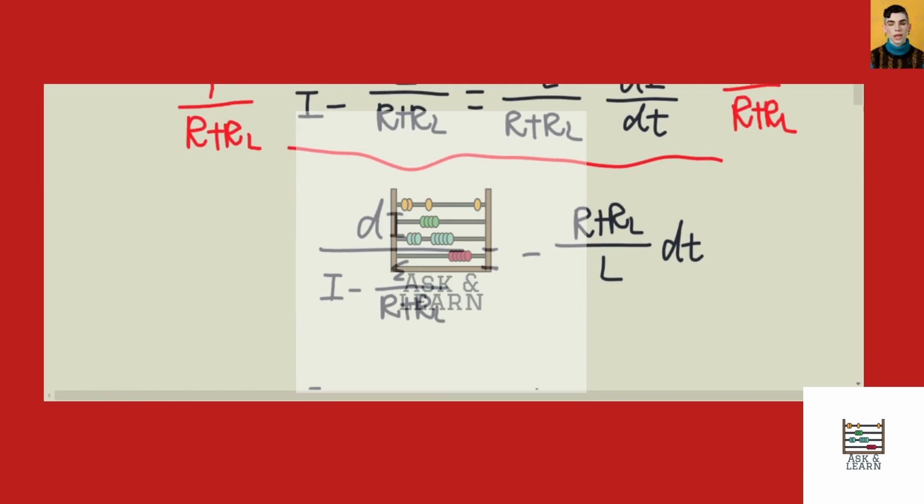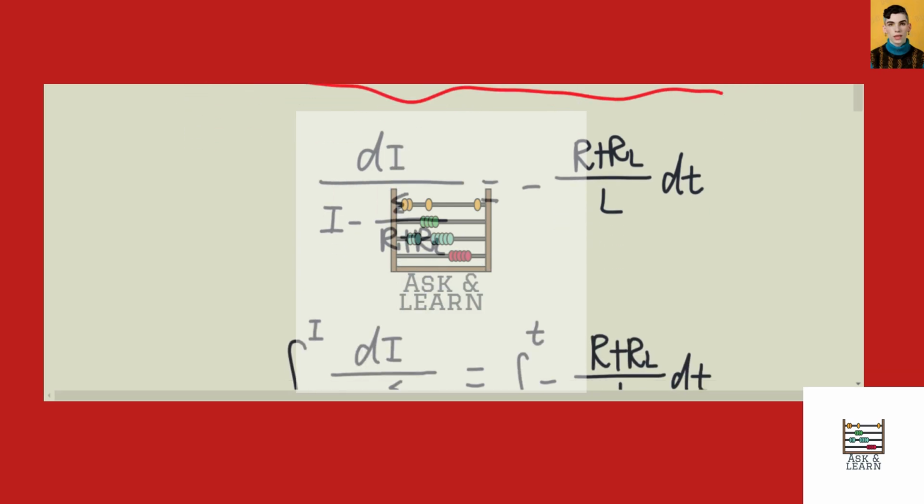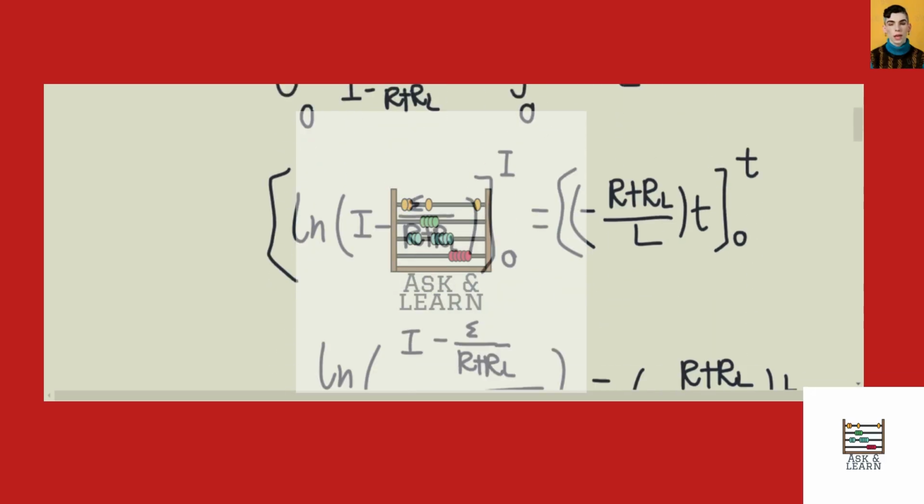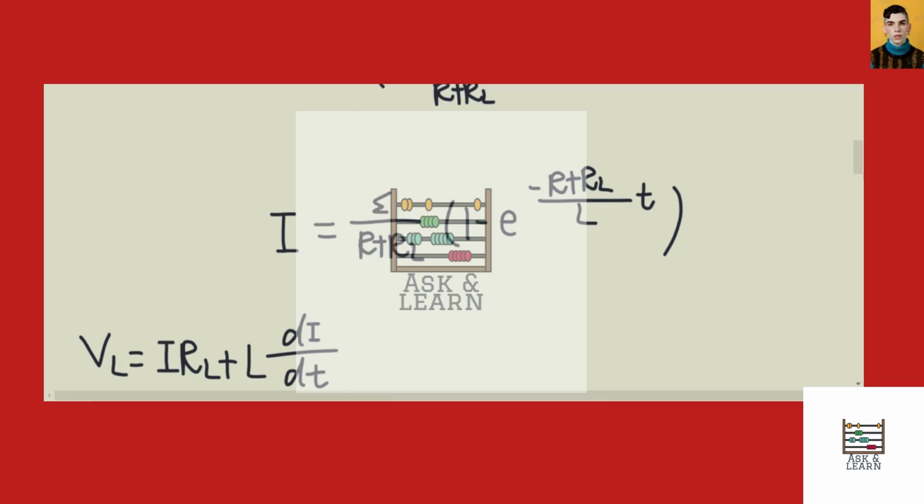So eventually we'll have di over (I minus EMF over (R plus RL)) is equal to negative (R plus RL) over L times dt. Therefore, we can put the integral here. Eventually, we'll have I is equal to epsilon over (R plus RL) times (1 minus e to the power of negative (R plus RL) over L times t).